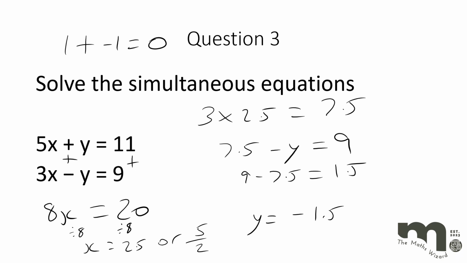Okay, and let's try it with the top one. So 5 times 2.5, that's going to give us 12.5, I think there. Yeah, that's right. So 12.5 at the top. We're adding y to that to get 11, and as you can see again, the difference between 11 and 12.5 is 1.5. So y would have to be minus 1.5 in that top equation as well. So remember, when you add a negative number to something, it does become a subtraction.